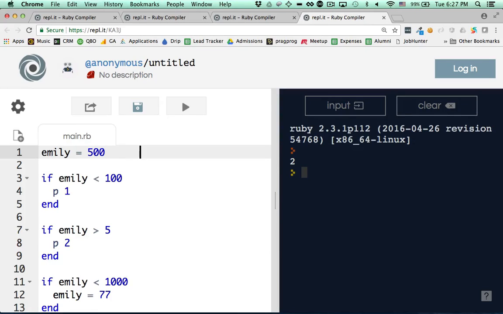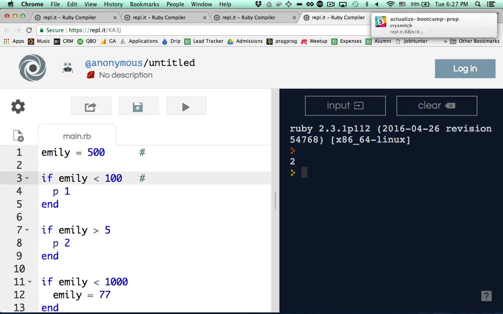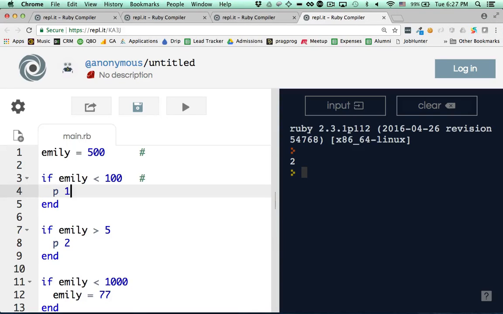We're establishing a new variable called Emily. It's a nickname for 500. So Ruby processes that line. To indicate that, I'm going to put that little pound sign at the end to say Ruby hit that line and executed that line. Cool? We move on. Line 3, Ruby processes that line because it has to check to see if that condition is true. If Emily is less than 100: Emily is not less than 100, so it skips line 4. So I'm not going to put a pound sign on line 4 because Ruby never hits it. So far, does this make sense?